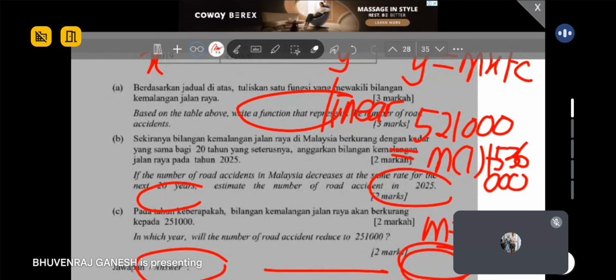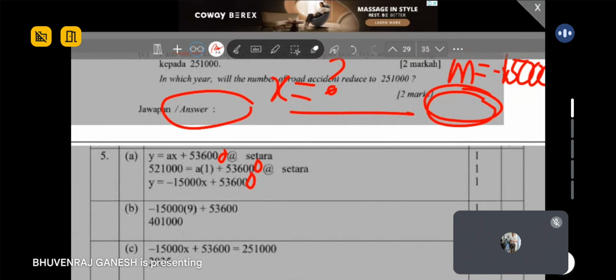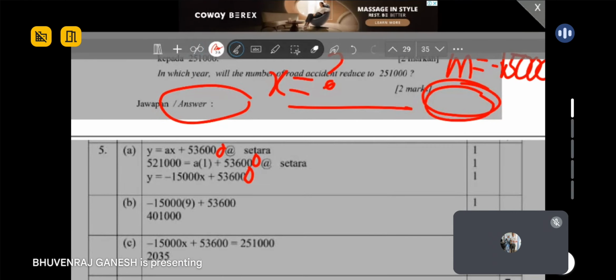So means that kamu kena cari nilai X. Am I right guys? Kamu kena cari nilai X dulu. Okay, find your X value. Then you have to estimate the year. So first, you just substitute Y equal to 251,000. Okay, ganti saja Y sama dengan 251 juta. Okay, count your X value. Okay, so X value, if you press calculator, kamu sepatutnya dapat. Sana, saya kena tekan. Okay, your X value should get 19 guys.